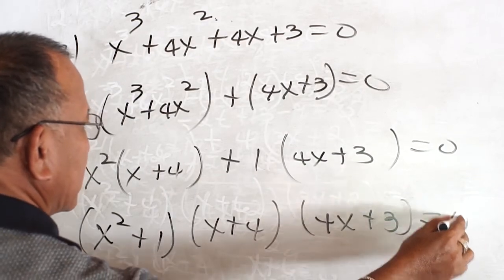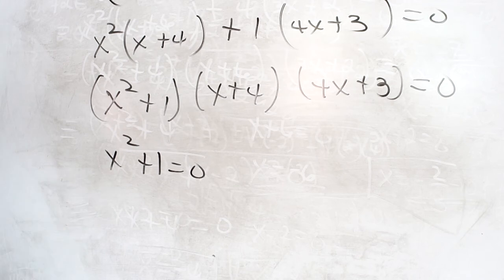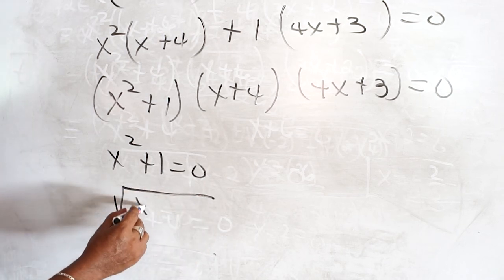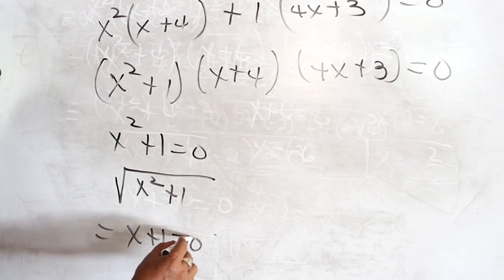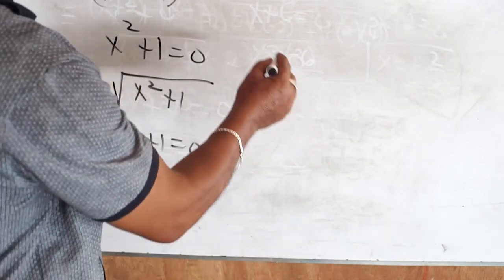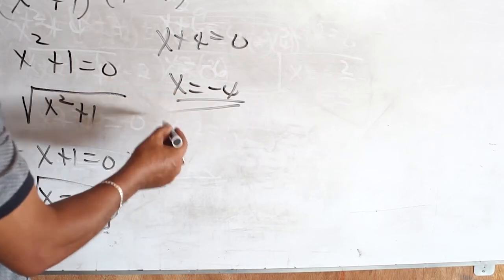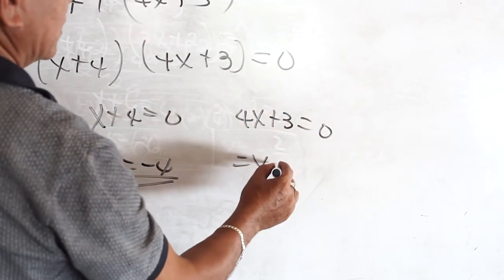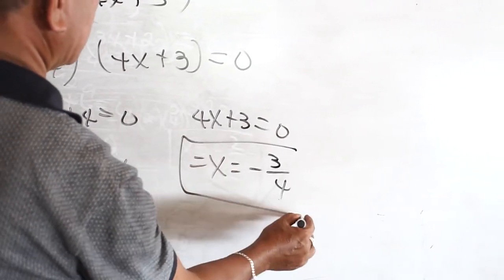Then after that, equate the resulting factors to 0. So we have x squared plus 1 equals 0. To remove the exponent of 2, replace it by the sign of radical. So the square root of x squared plus 1 is x plus 1, equals 0. Then the first element is equal to negative 1. Then x plus 4 equals 0, so the second element is equal to negative 4. Then the third element: 4x plus 3 equals 0, so x is equal to negative 3/4. Okay, this is now the third element.